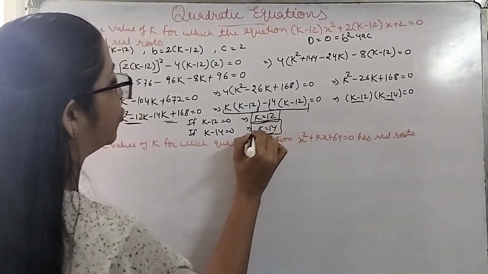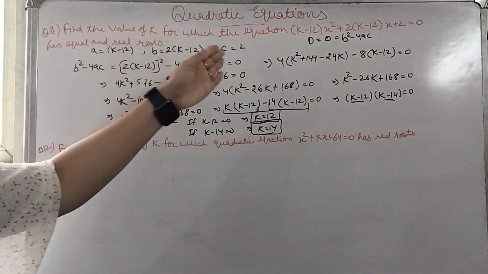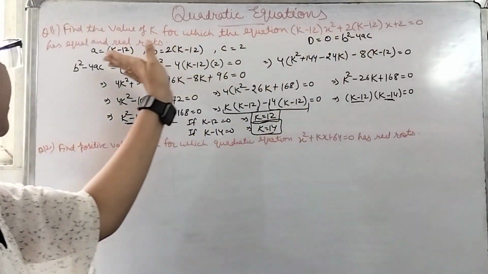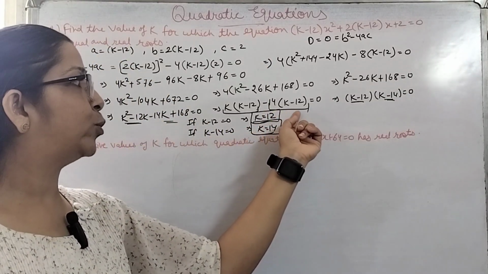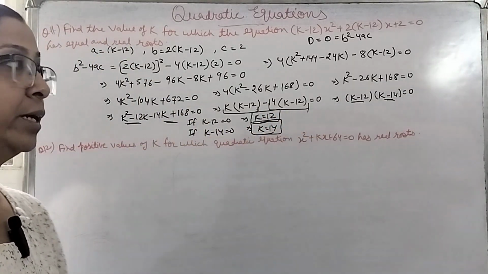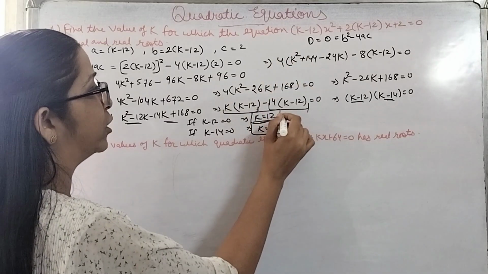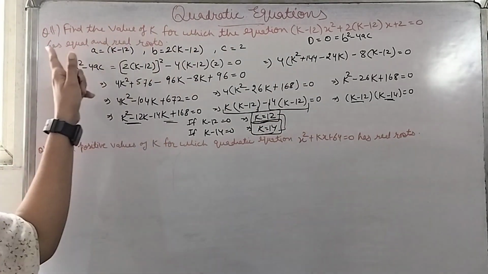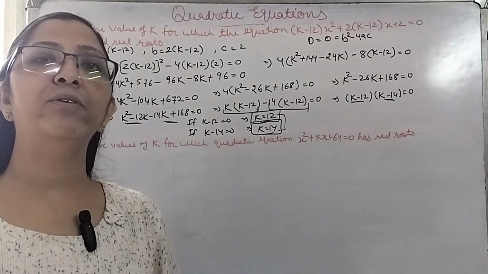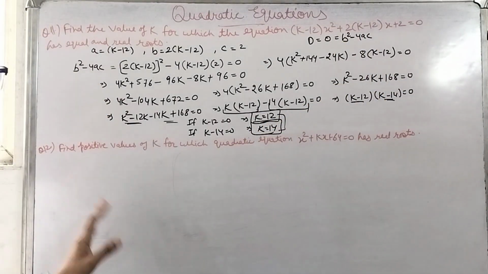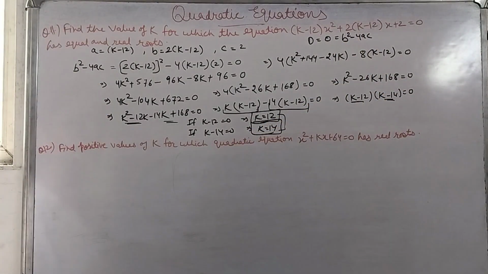So the two values of k for which this equation is satisfying, you are having equal and real roots, that is k equivalent to 12 and k equivalent to 14. If the value of k is either of these two, this equation will have equal and real roots. That means value of b square minus 4ac will be 0. Now let's see the last question.